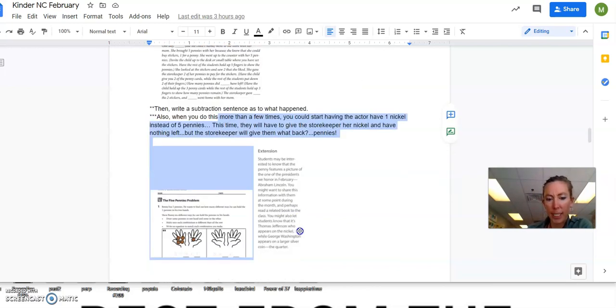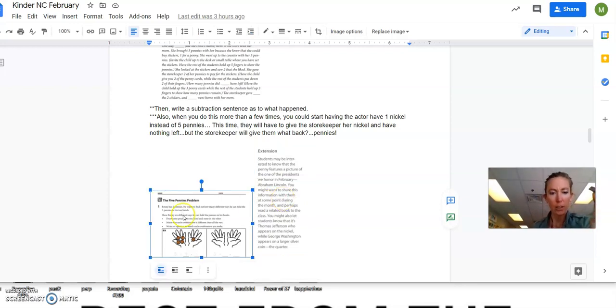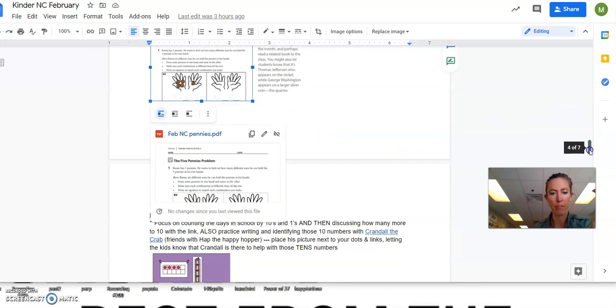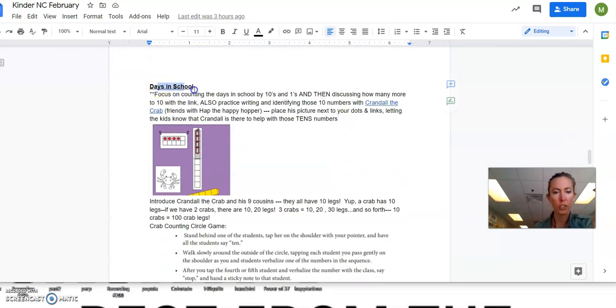So here are some other extension ideas with that. Looking at who's on the coins of the penny and the nickel, and reading stories about that. There's the 5 pennies problem work page. There's a link to that on this notes sheet if you want to do that. Then you keep going. Days in school: you're just counting those days by 10s and 1s. And then also talking about how many more to 10 with your link or your dots.